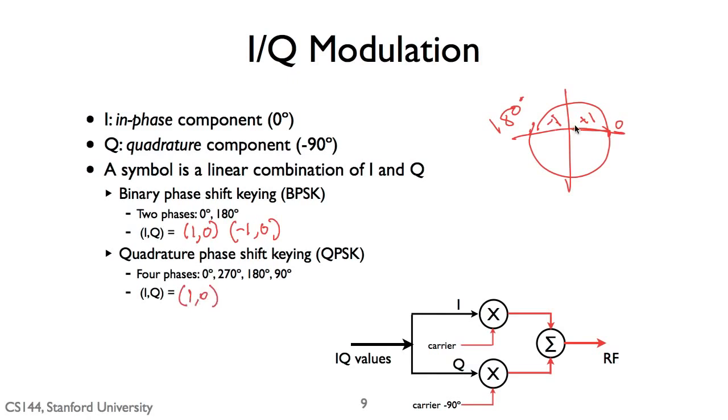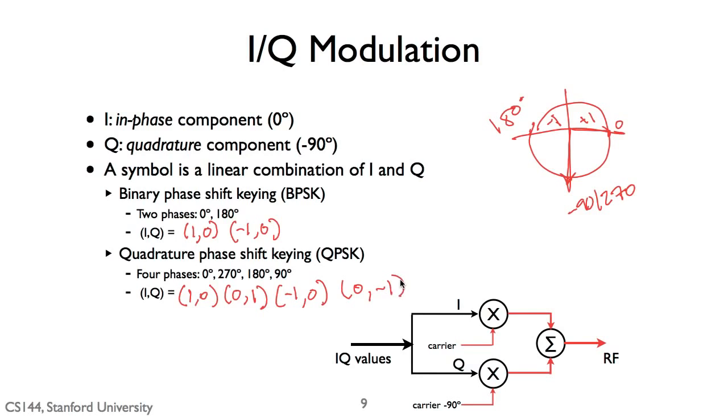But now 270, right? 270 is down here. So here's -90 / 270. Right? So 270 is going to be 0, comma 1. 180 is going to be just like in BPSK, -1, comma 0. And 90 is going to be 0, comma -1.